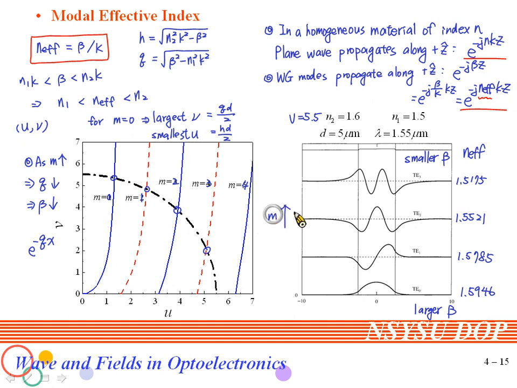For higher M value, take this one for example. The field will extend more into the cladding region, so it will feel more cladding material and less core material. As a result, the mode effective index of this mode will have smaller value. Okay? So, by the field distribution, you can also predict the NEFF for each mode.